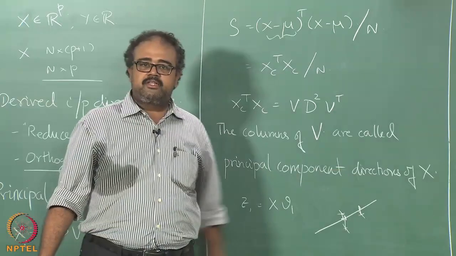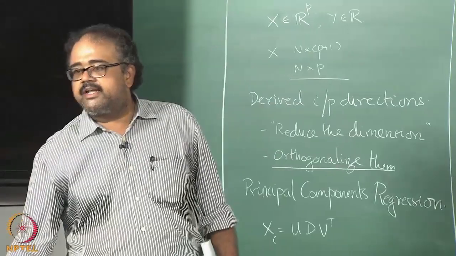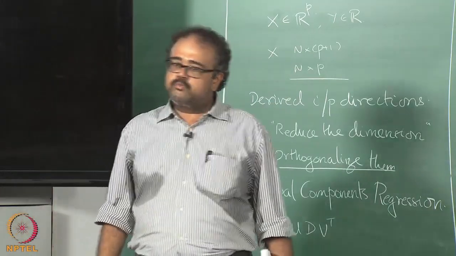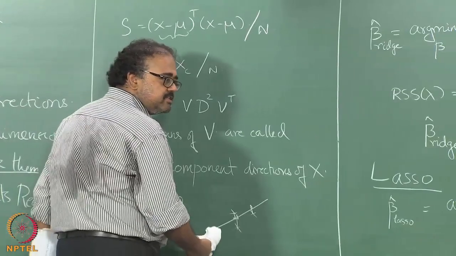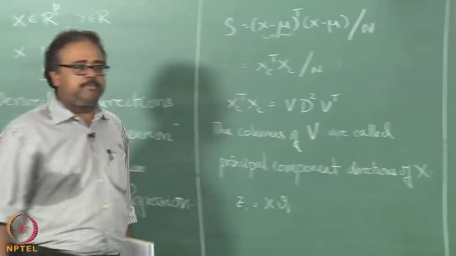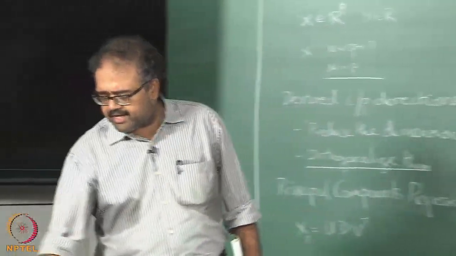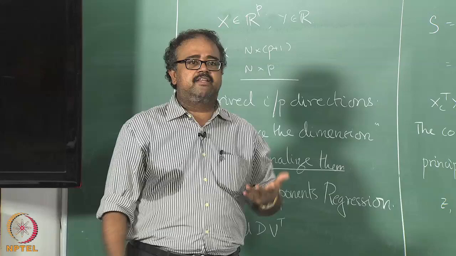So the first principal component direction is the one that has the smallest reconstruction error. We can show a lot of nice properties about this. I will actually come back and do this later when we talk about general feature selection, okay.